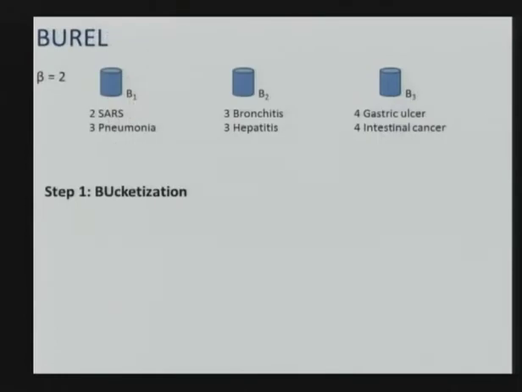So, based on the above observation, we propose a scheme or an algorithm. Here there are 3 buckets and altogether 19 tuples. SARS and pneumonia are in the first bucket. 3 tuples with bronchitis are in the second bucket. The 3 tuples with hepatitis are also in the second bucket. Gastric ulcer and intestinal cancers are in the third bucket.